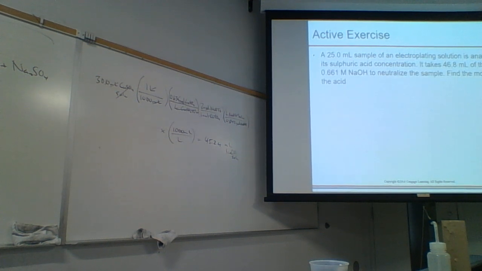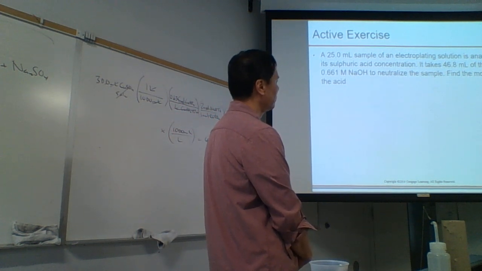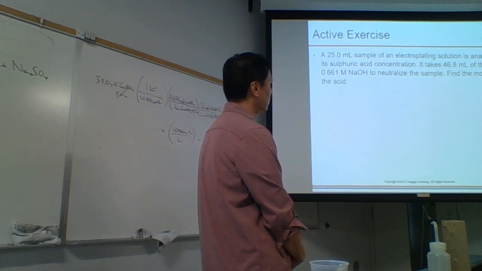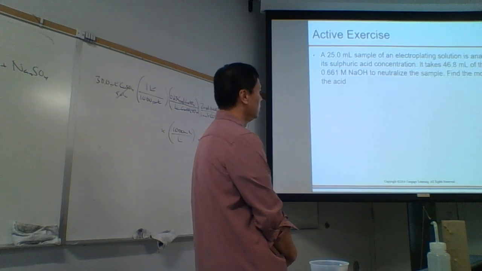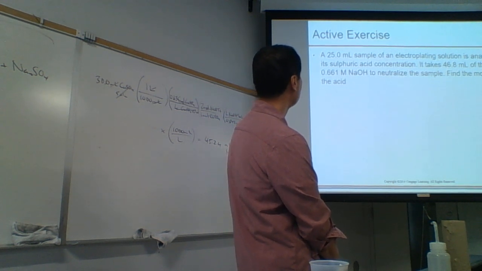All right, a 25.0 milliliter sample of an electroplating solution. Electroplating is a process where you can deposit metals on other metals like gold. They can electroplate cheaper metals on the surface with gold. Electroplating is analyzed for its sulfuric acid concentration.